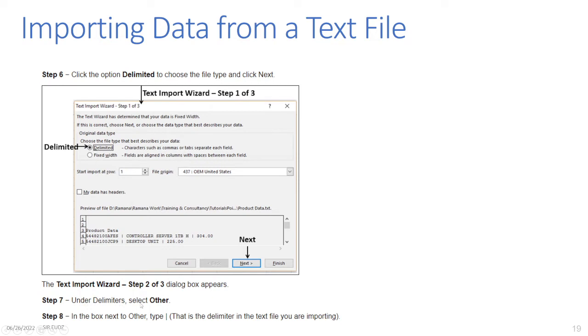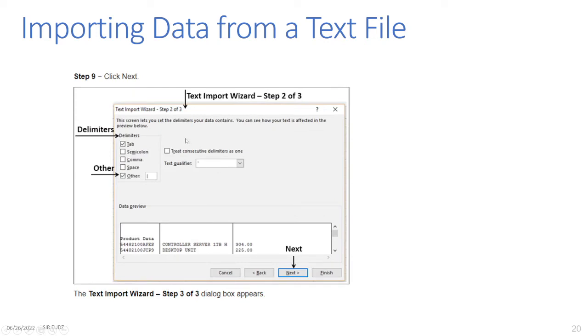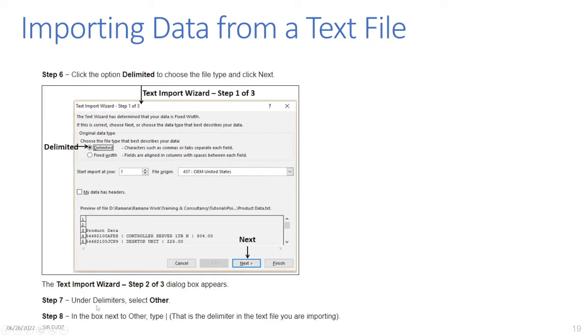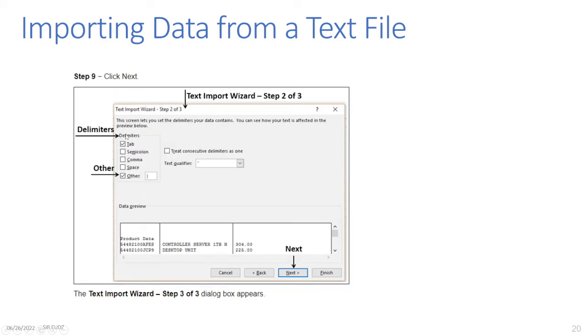Under Delimiters, select Other, and then in the box next to Other, type the vertical bar. That is the delimiter in the text file you are importing. So that's the delimiter in this text file. Under Delimiters, select Other, and in the box next to Other, type the vertical bar. So here we choose Other, and then here we type the vertical bar. And then we click Next.